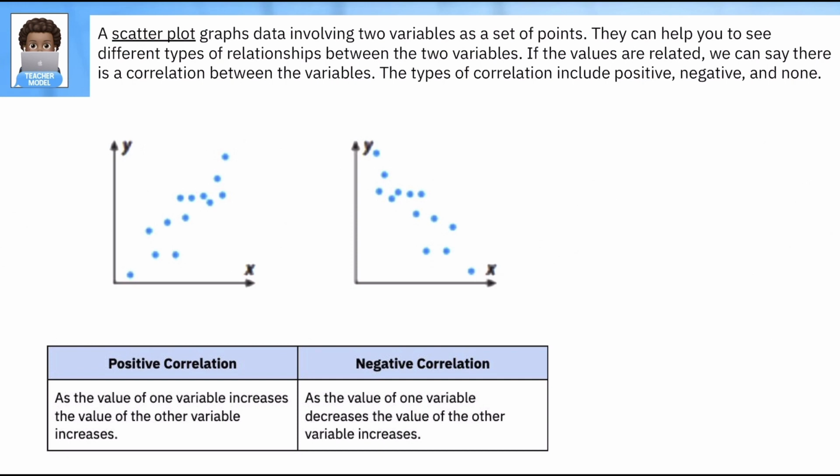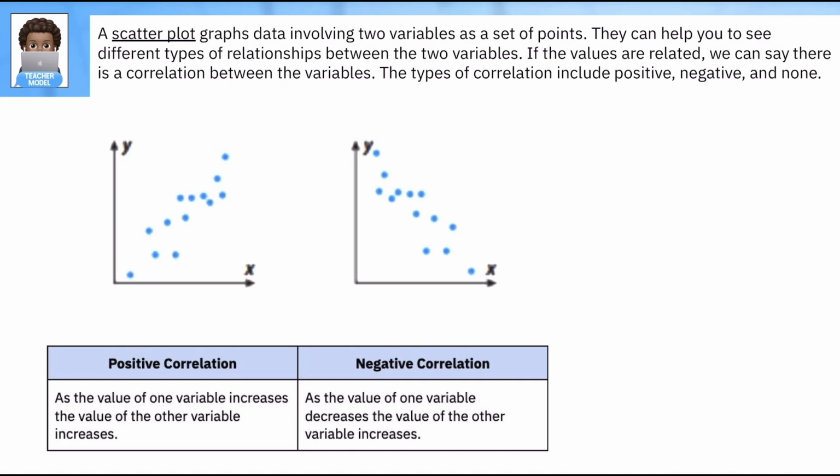But you can have a negative correlation. This is what it looks like. It looks like a negative slope, right? Where as my X is increasing, it seems like my Y is decreasing. So it's trending downwards. So slope language and visuals for slope help us.